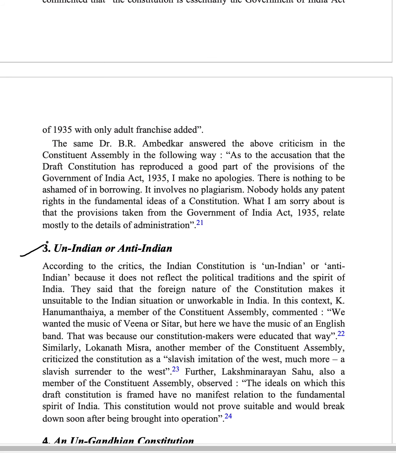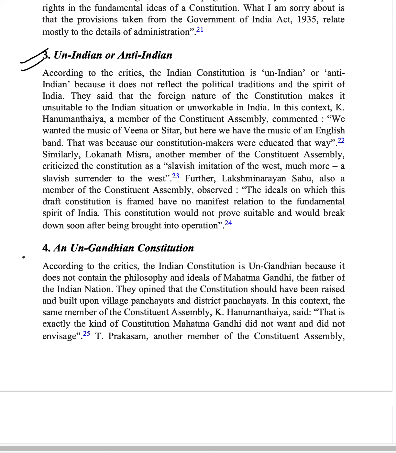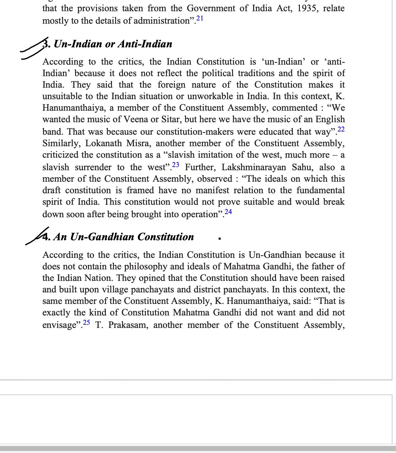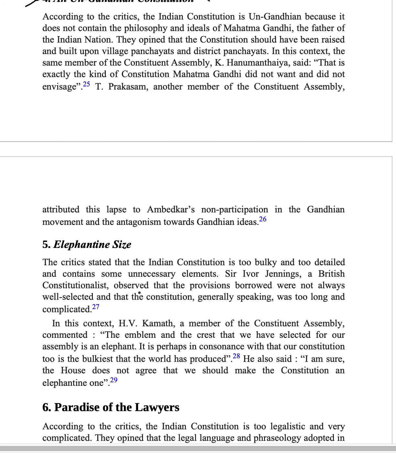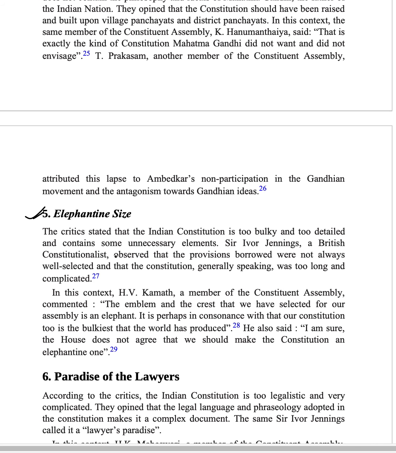Then un-Indian or anti-Indian, that is also not true, because just because we borrowed, that does not mean that it is not an Indian version. Then a Gandhian constitution, that is also not true. So many Gandhian provisions are incorporated in our DPSPs. And then elephantine size, that is true actually. We have a very bulky constitution, but that was done so that so many communities are empowered. Our country is a multilingual, multicultural country. That's why we needed that particular big constitution.